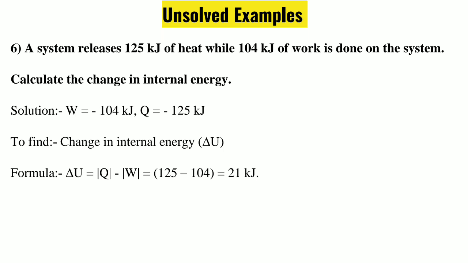Next one, while 104 kilojoule of work is done on the system. Work is done on the system, not by the system. As the work is done on the system, take for example spring. We are doing a work on the system. So 104 is taken as negative. A change in internal energy we have to find out. Formula is what? Delta U is equal to Q minus W. So after substituting, we'll be getting the answer as 25 kilojoule.